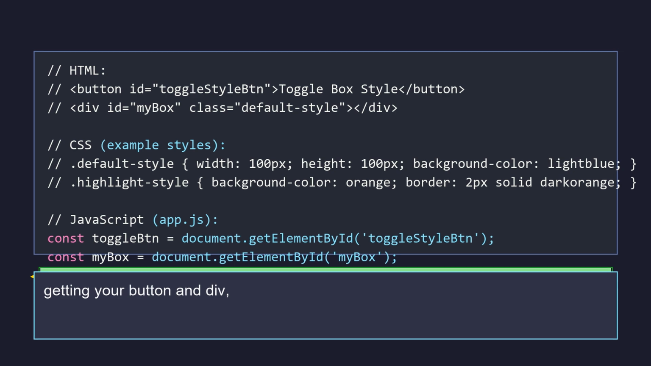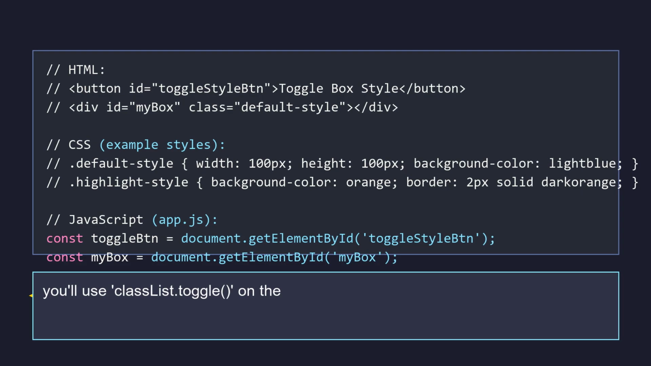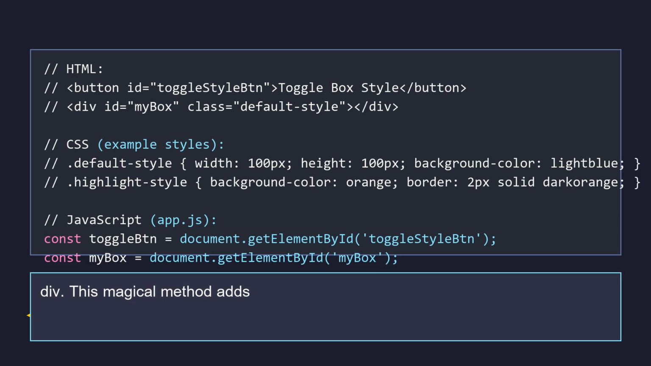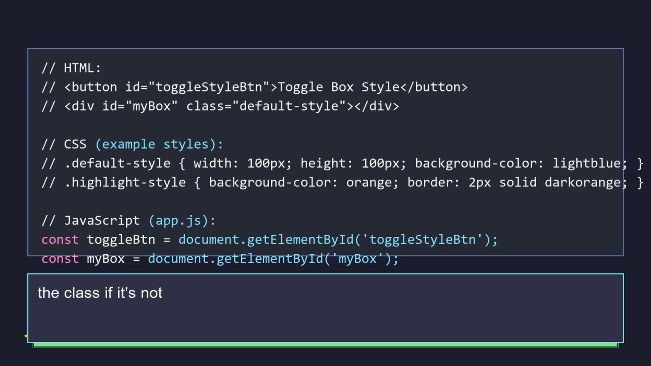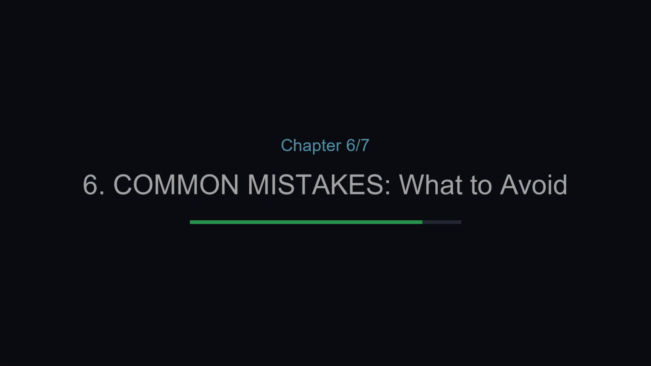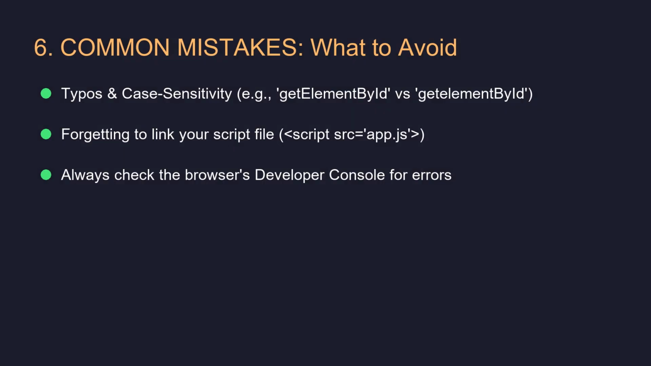Beginners often hit a few bumps. Watch out for typos in variable names or function calls. JavaScript is case sensitive. Always make sure your script tag is correctly linked to your .js file. And if things aren't working, the first place to look is your browser's developer console. It will often give you helpful error messages telling you exactly what went wrong. Don't be afraid of errors, they're your best teachers.